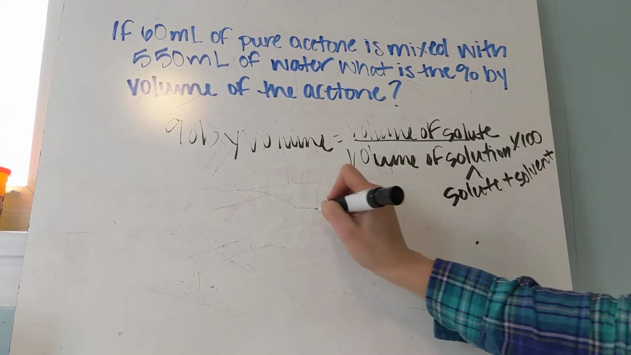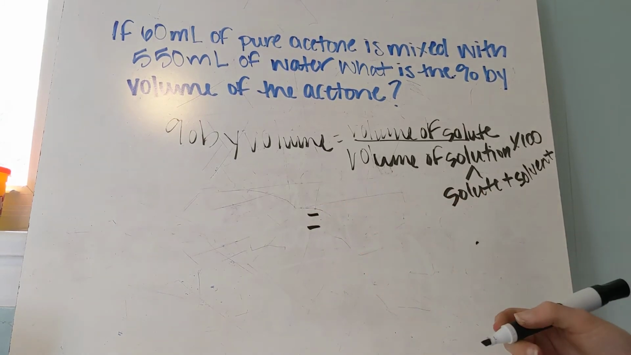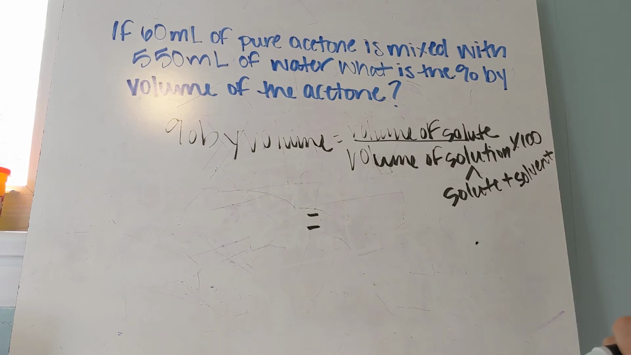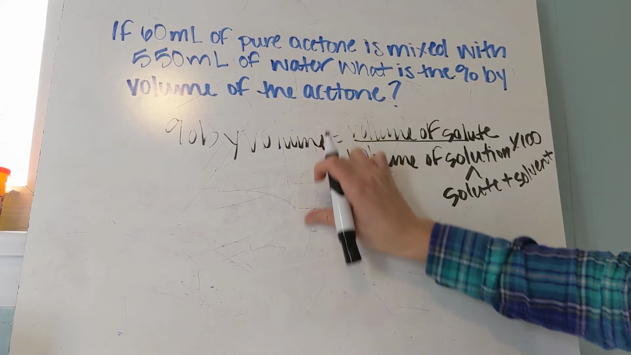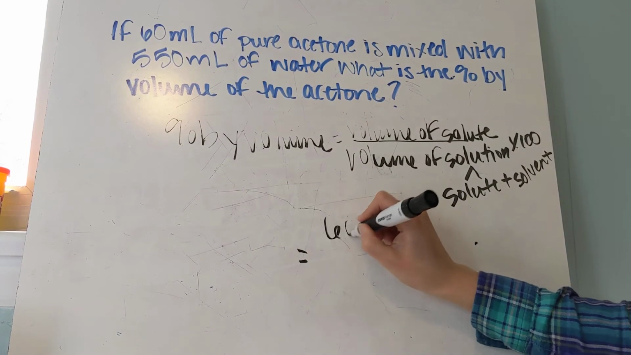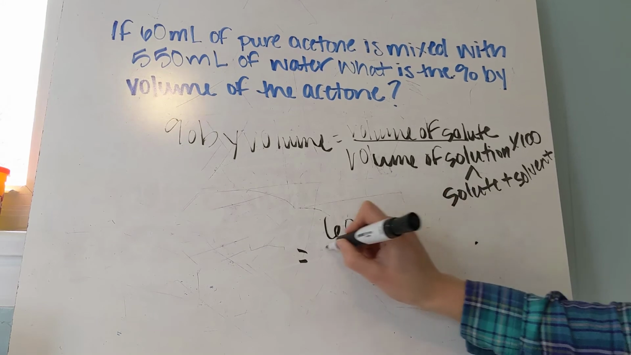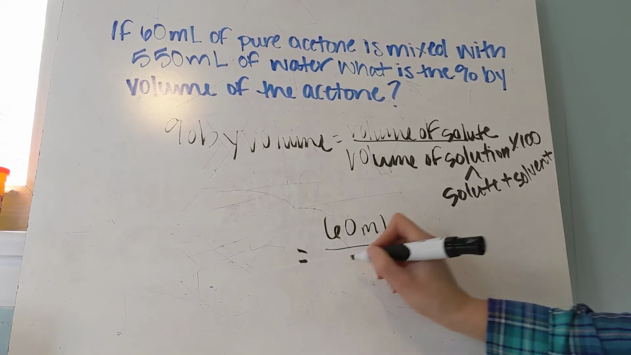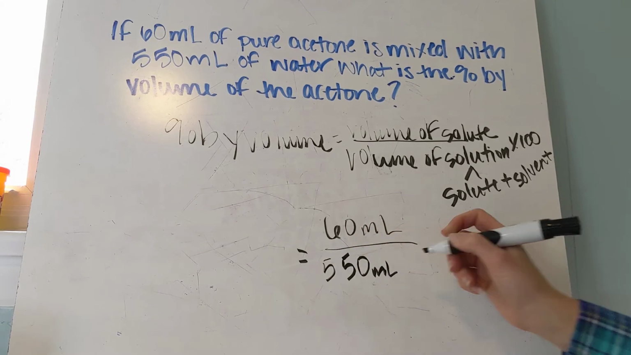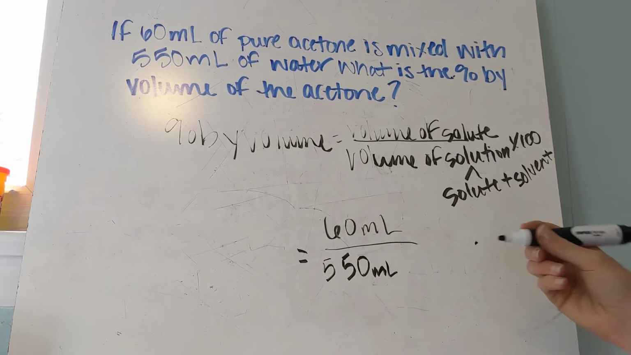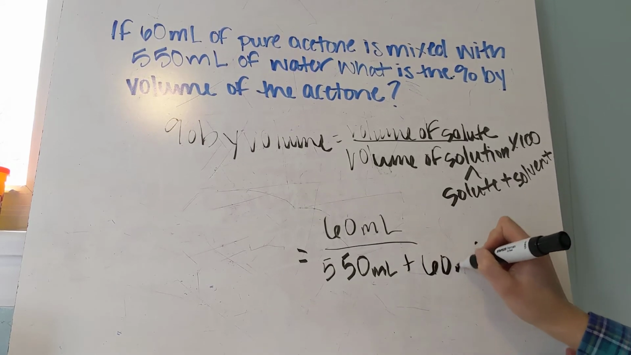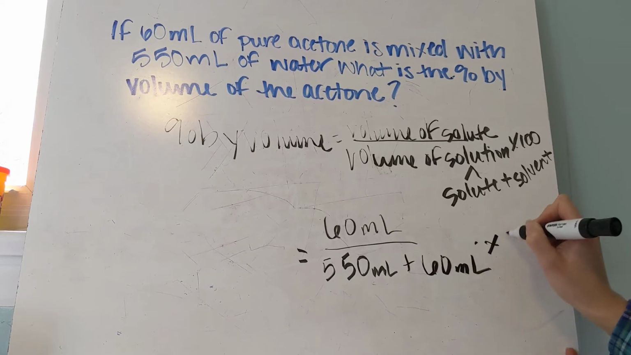Alright, in this case, my solute is my acetone, so I'm finding the percent by volume of my acetone. I'm going to put my equal sign down a little bit further here. So I'm going to have 60 milliliters divided by 550 milliliters, because again, water is only my solvent. I have to add it to my solute. Plus 60 milliliters. Multiplied by 100.